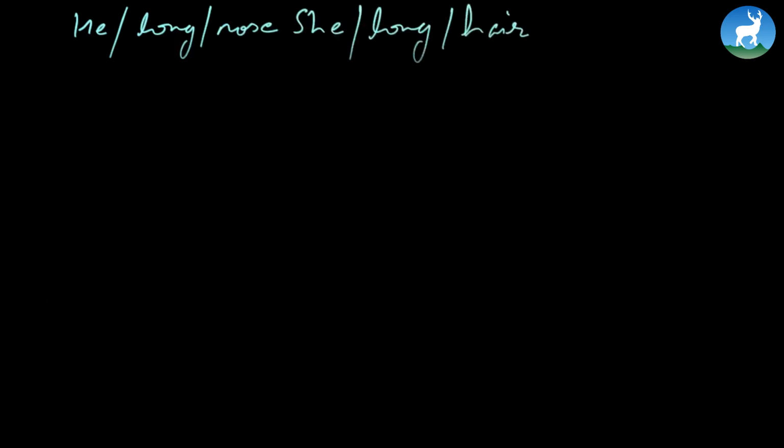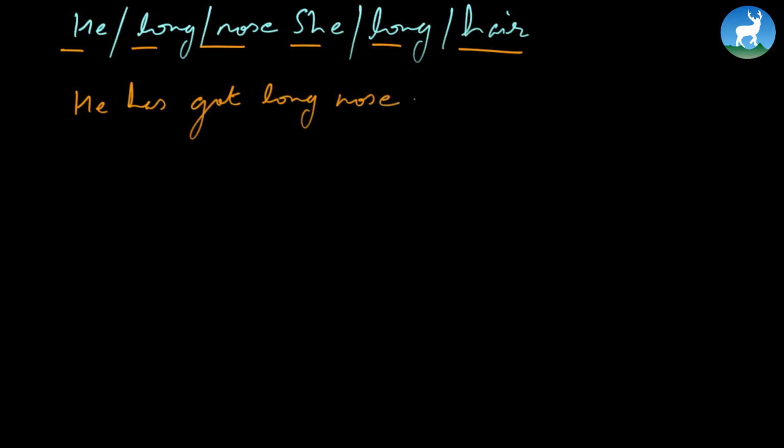Let's proceed further. Now we have number 2, he slash long slash nose, and there is she slash long slash hair. So what do you think you can make out of it? See, he, long, nose. Again, there is the other part to it. She, long, hair. So just like the example, you can write pretty simply. He has got a long nose. The next form could be his nose is long. And I'm pretty sure now, it's a pretty simple exercise. You follow the example and you can very well do she, long, hair. All right. Write these things.